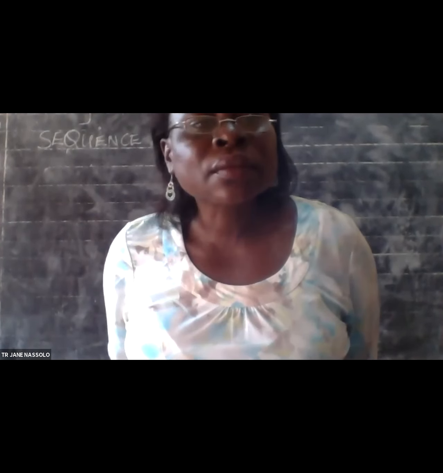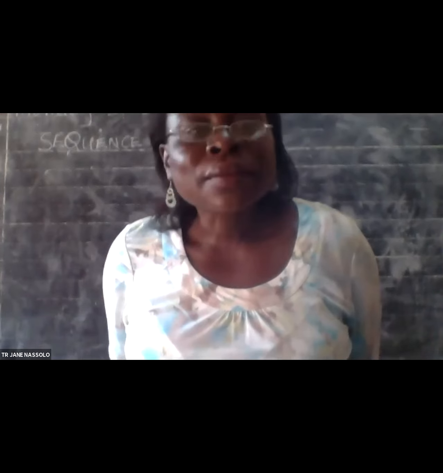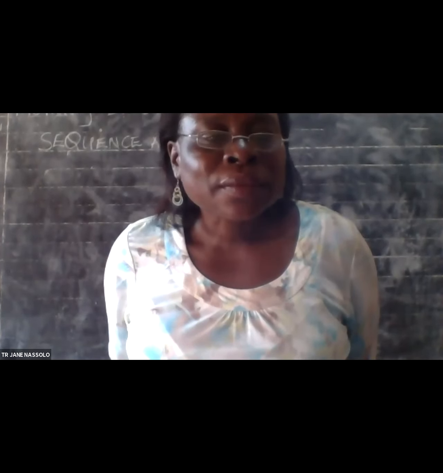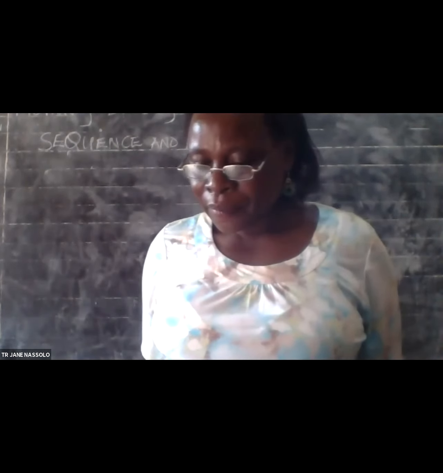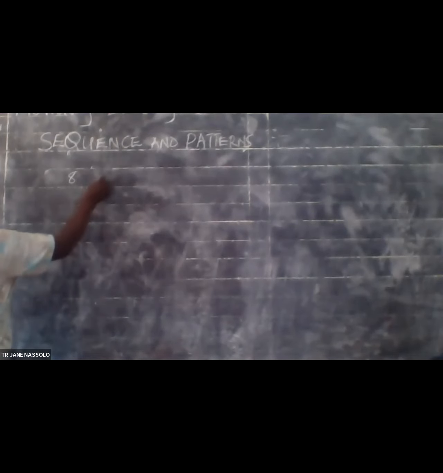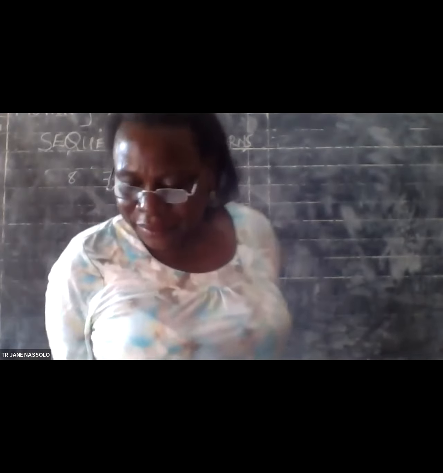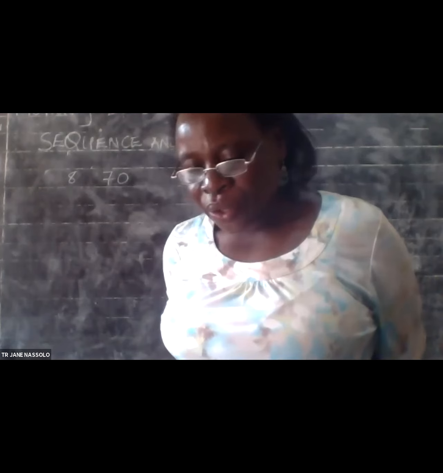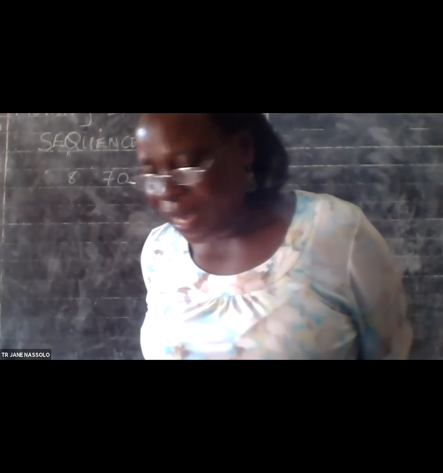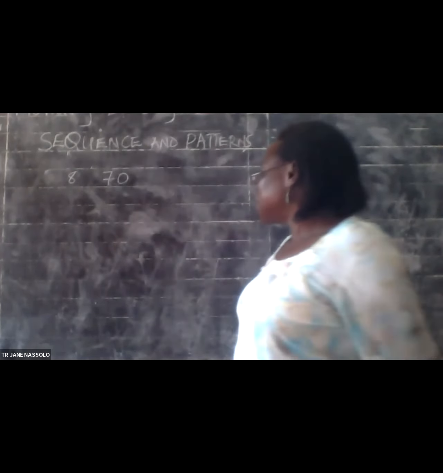Two multiples of a number have been shaded on this number square. What is the number? Number 8. Which numbers are they? 8 and 70. So, what is the number?